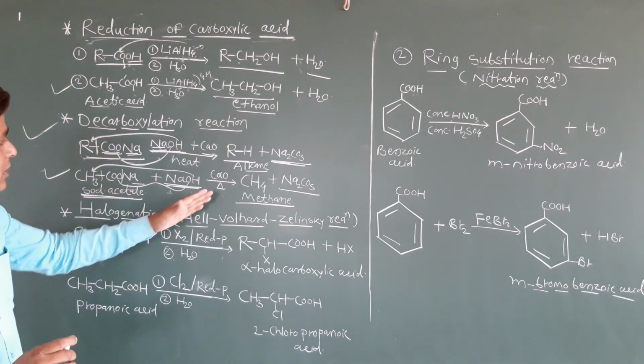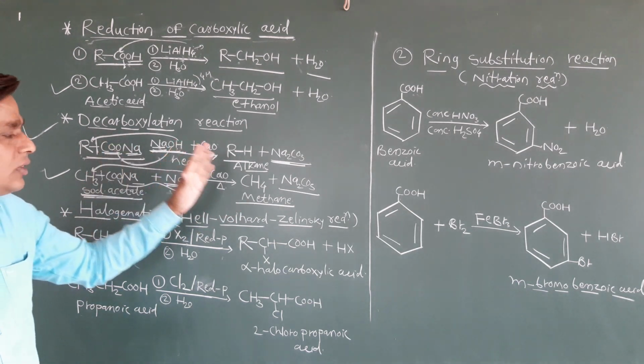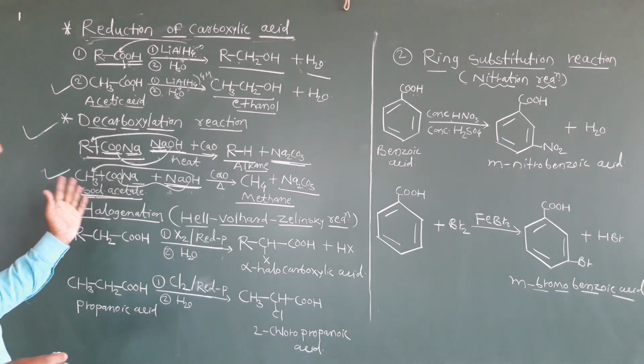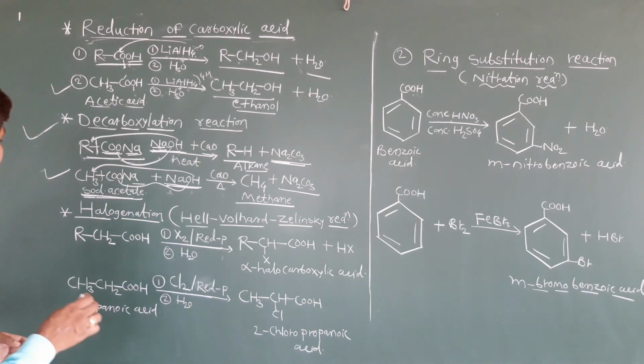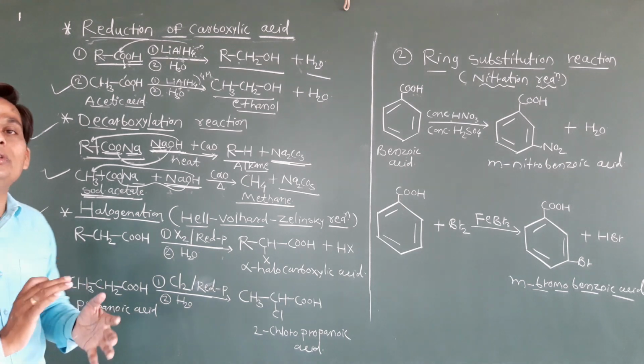Now clear, students? So how will you convert to methane? By using sodium acetate, by decarboxylation. So try to understand the mechanism. This is a very important chemical reaction. So just take another important reaction, that is the halogenation reaction.